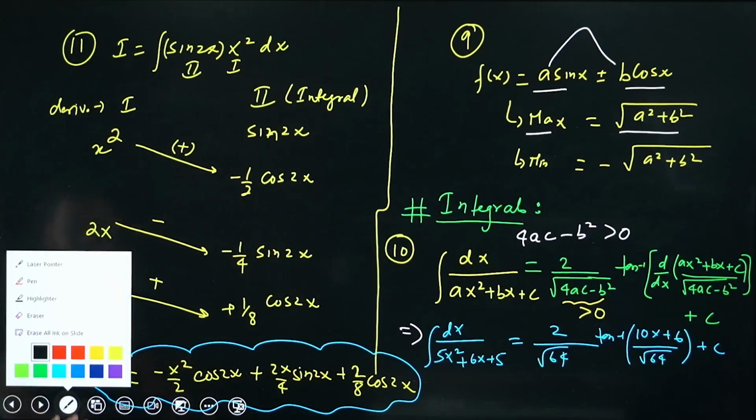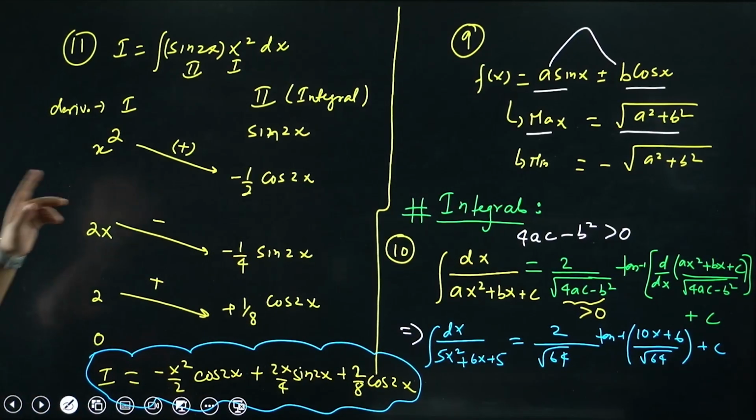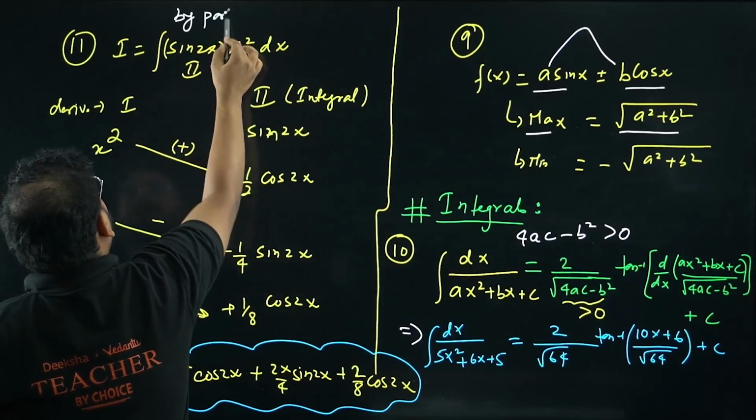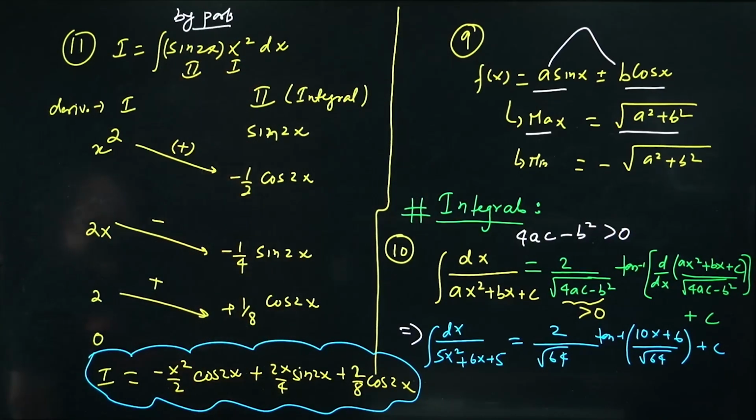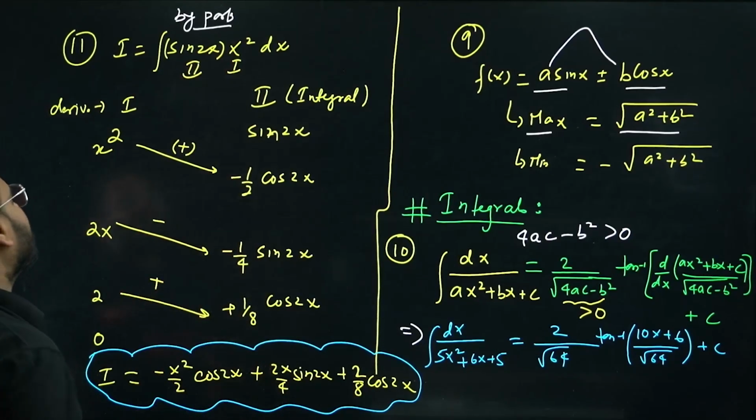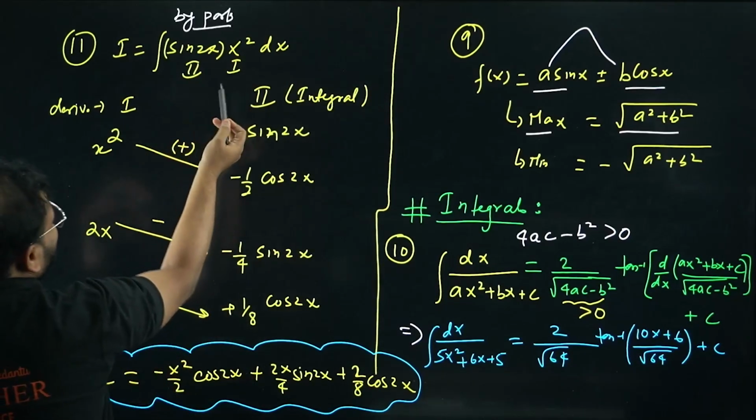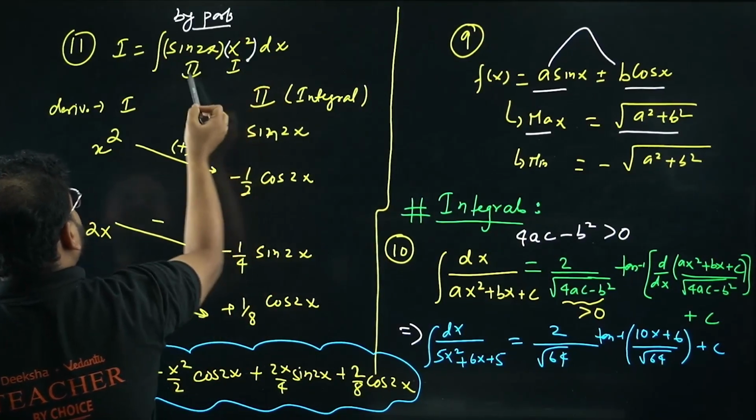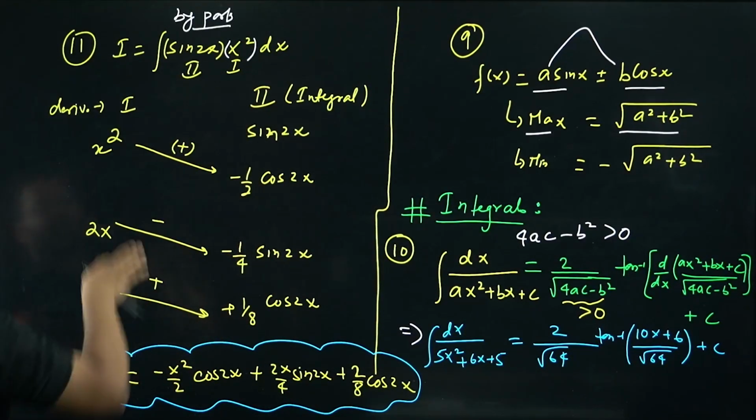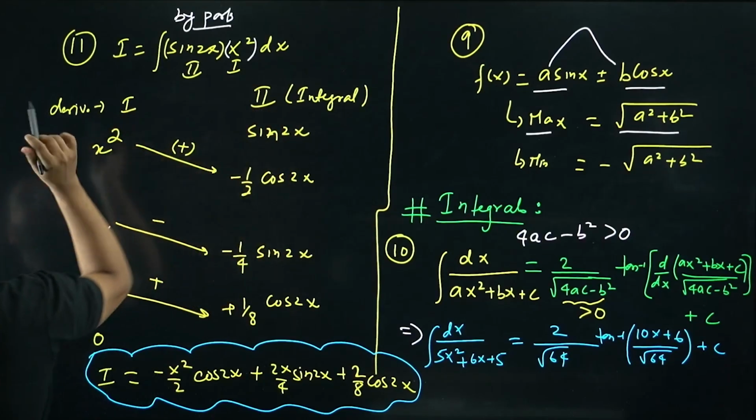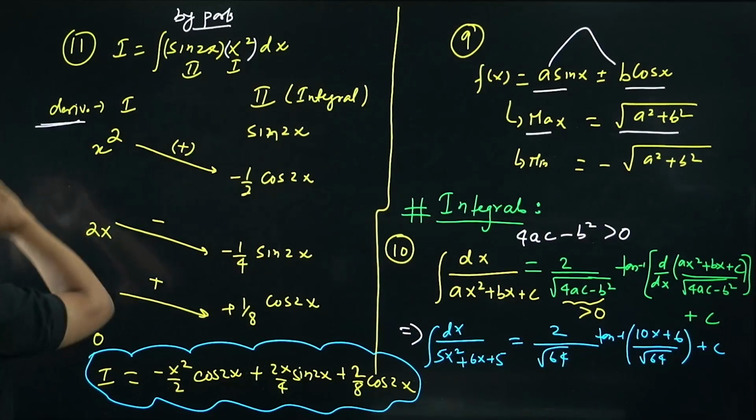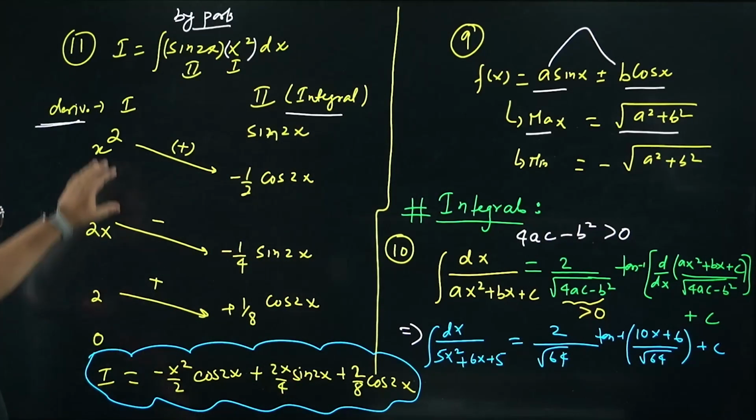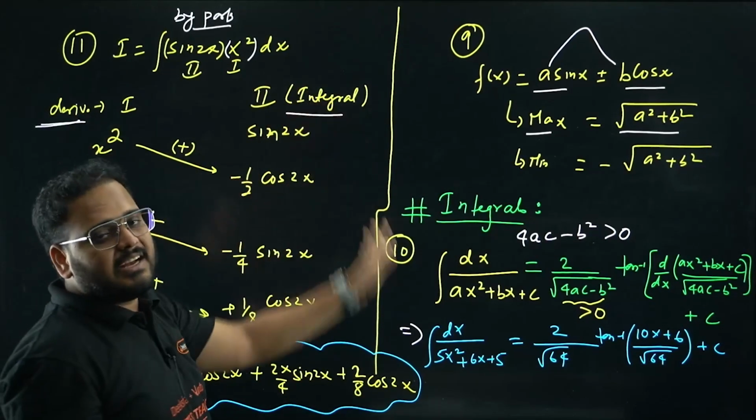Now please check the 11th trick, again very important and very useful in the case of by parts. Whenever you have a function like sin 2x times x square dx, of course you're going to take the preference order. So the algebraic function will come before trigonometry, so your first function is x square and the second function is sin 2x. Write the first function over here, the second function over here. Take the differentiation of the first function and the integration of the second function. I'll repeat myself: first function's derivative, second function's integral.